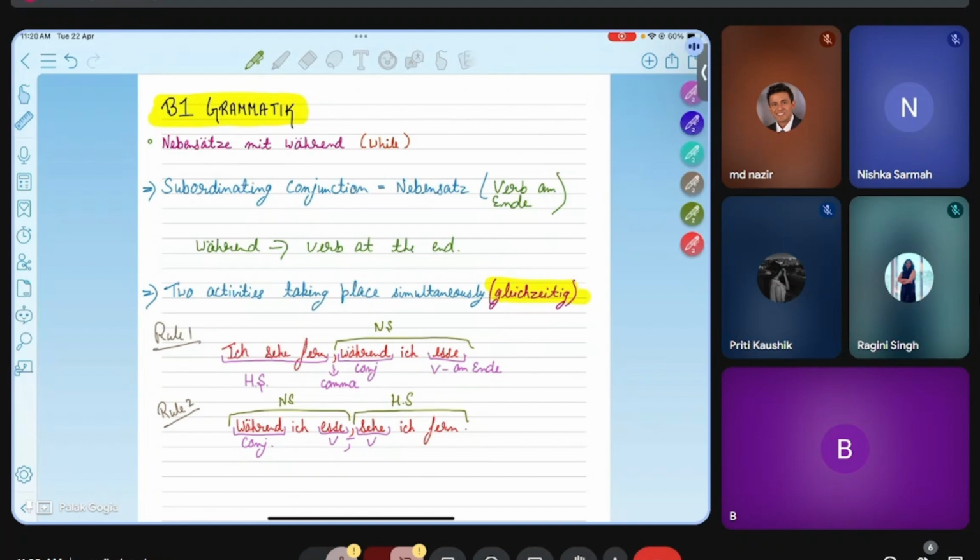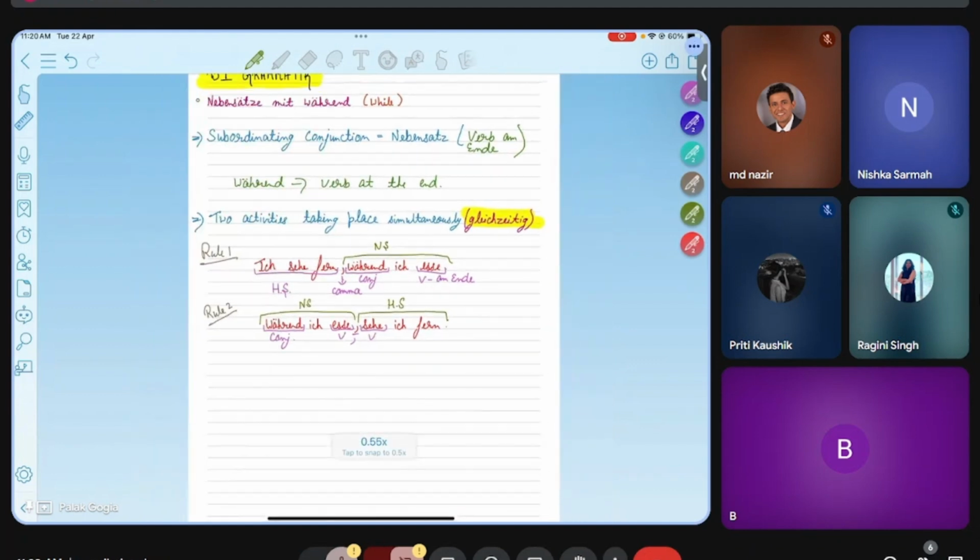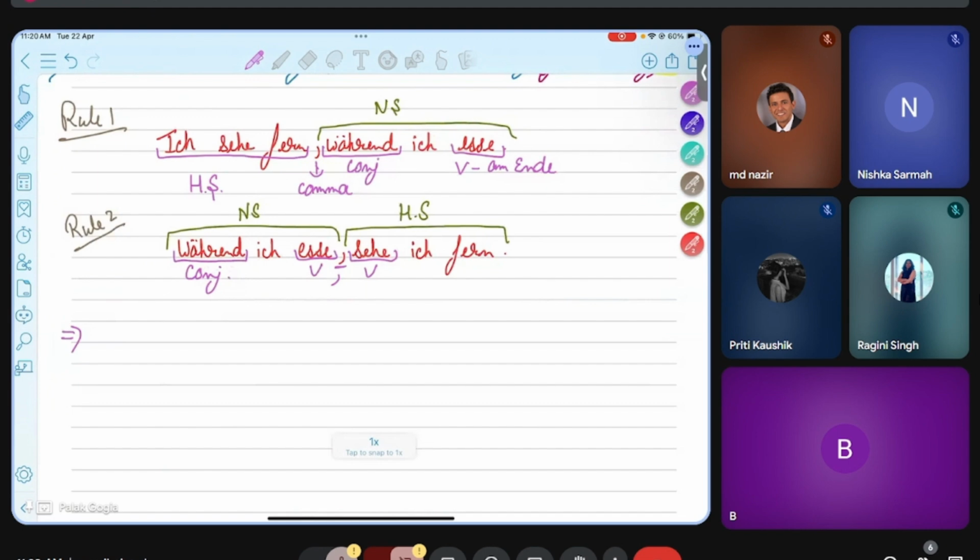Okay, first sentence was my mother sings while she cooks. Tell me the answer. Meine Mutter singt, während sie kocht. Very good. सबने यही आंसर लिखा है? Yes, ma'am.